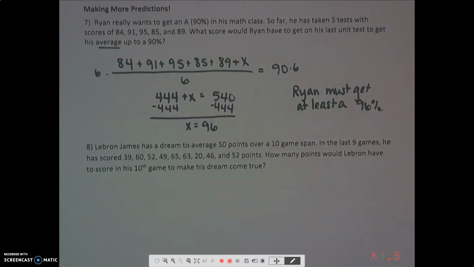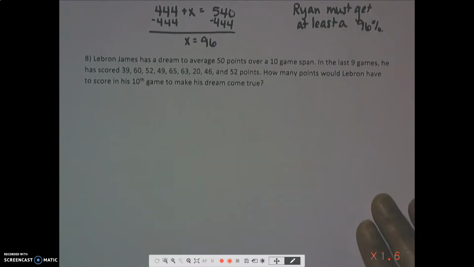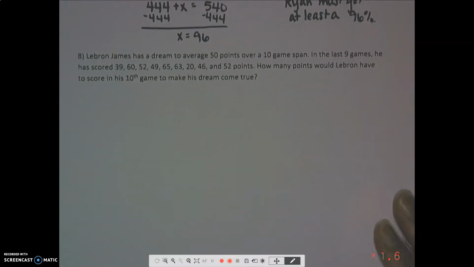All right. Last question here we have, LeBron James has a dream to average 50 points over a 10-game span. In the last 9 games, he's scored all of those different points. How many points would LeBron have to score in his 10th game to make his dream come true?